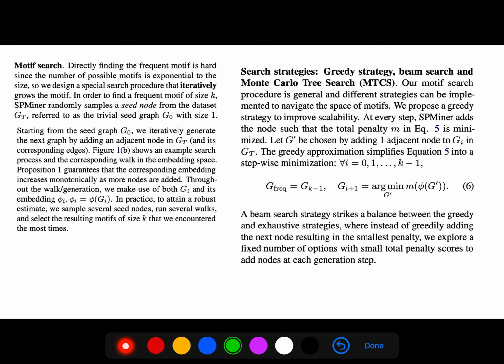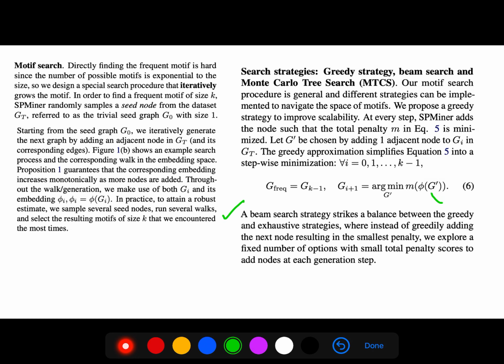So our motif search procedure is general, and different strategies can be implemented to navigate the space of motifs. And they propose a greedy strategy to improve scalability. At every step, SPMiner adds a node such that the total penalty is minimized. So let G prime be chosen by adding one adjacent node to G sub I in G sub T. The greedy approximation simplifies into just a stepwise minimization.